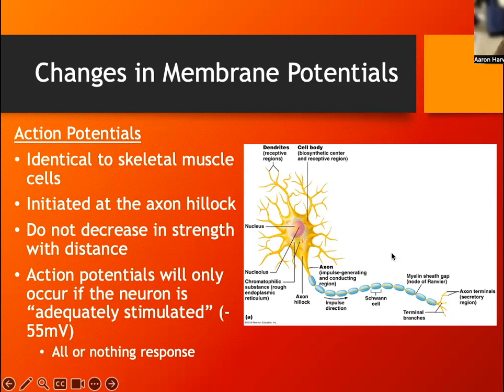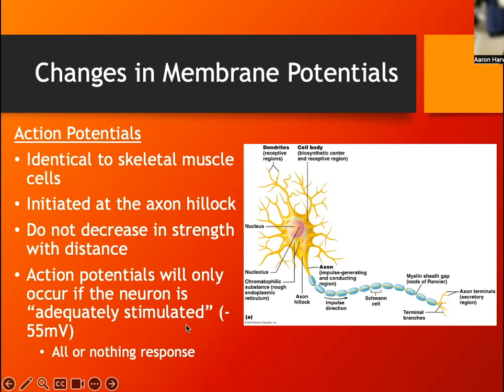Action potentials will only occur if the neuron is adequately stimulated, which basically means that the localized cell has to be depolarized to negative 55 millivolts. The original resting membrane potential was at negative 70, and you basically have to depolarize to negative 55 millivolts to get an action potential response.